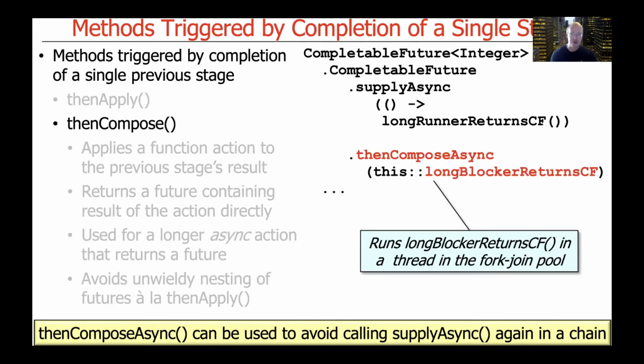So you can also use thenComposeAsync, and thenComposeAsync can be used to avoid calling supplyAsync yet again in a chain where you've got methods that return completable futures. So again, if you have highly asynchronous code, and you'll have some examples of that in programming assignment number 3, where you've got methods that return completable futures that run a long time, then you want to use thenComposeAsync in order to avoid having nested calls to these completable futures, where you have completable future to completable future. Again, you'll start to realize this as you work through the code examples.